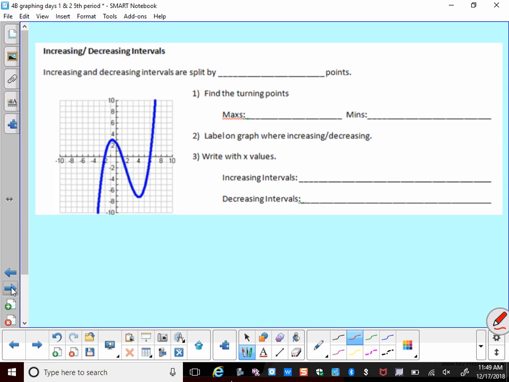Alright, let's look at increasing and decreasing intervals. Increasing and decreasing intervals are split by your max and min points, basically your local max and min points. The word local just means that there are turns. So what I do first is I want to point out my max and my min. Here's the max, here's the min.